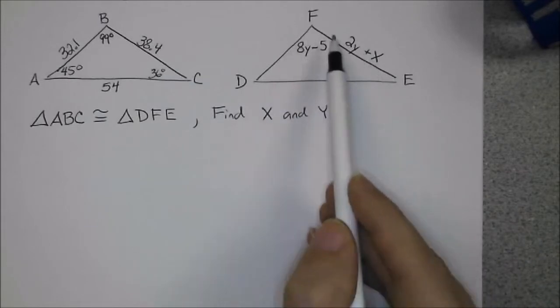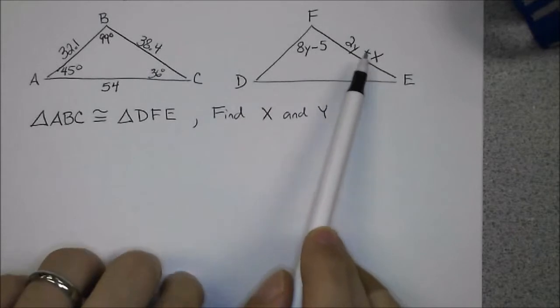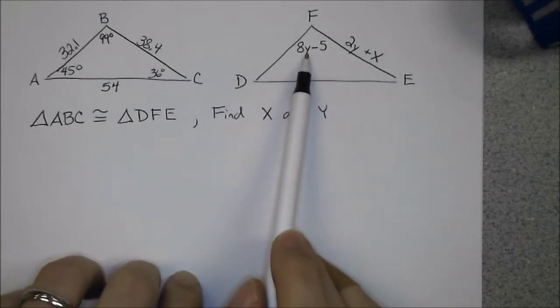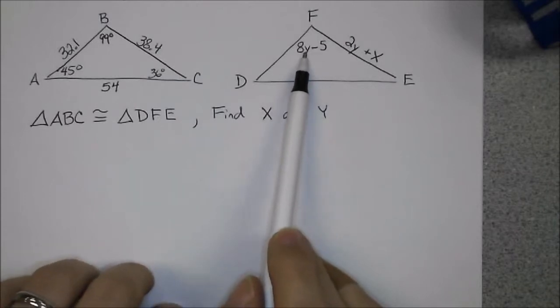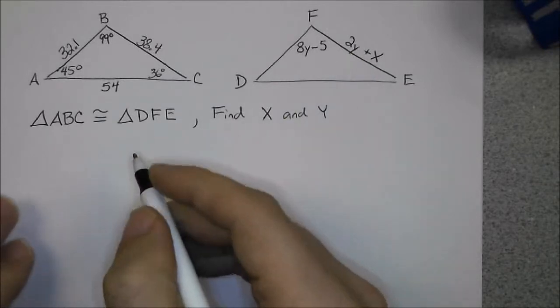So I need to figure out what this angle is and what this length is. First of all, when I look at this one, I have two variables in there. This one I only have one variable. So this is the one I'm going to attack first. Figure out what this one variable is, and then I'm going to substitute what y is into there to figure out what that is. So let's take a look at this.